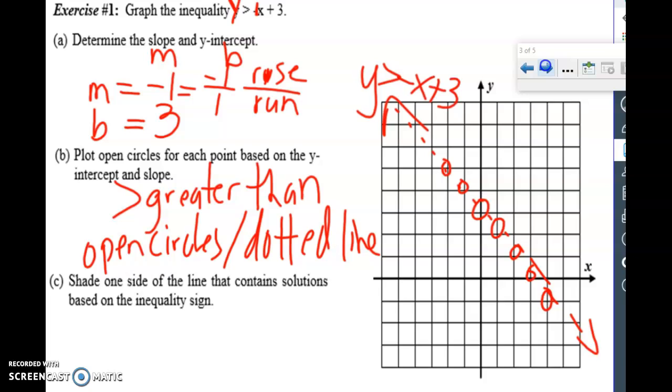So there we go. We've got it graphed, we've got it labeled. And so far, you've done absolutely nothing to show any answers. Why is that? Well, this is a dotted line. This line doesn't contain any of the answers. So where are the answers? Well, the answers are either above or below.